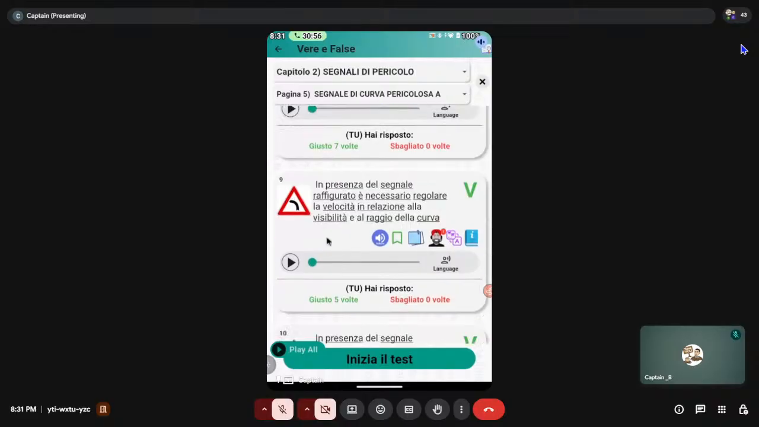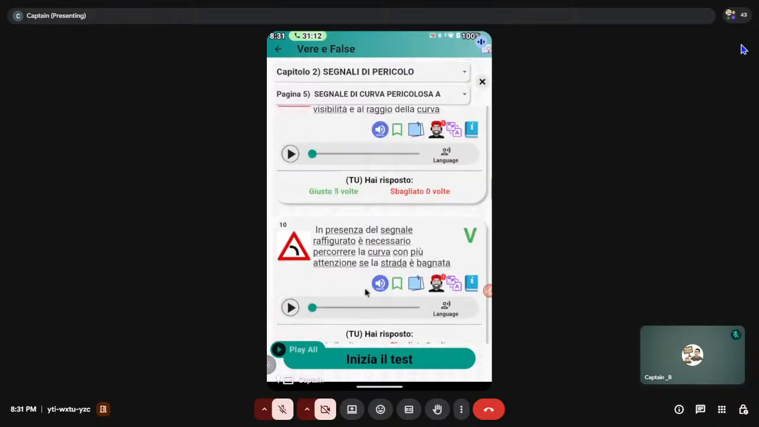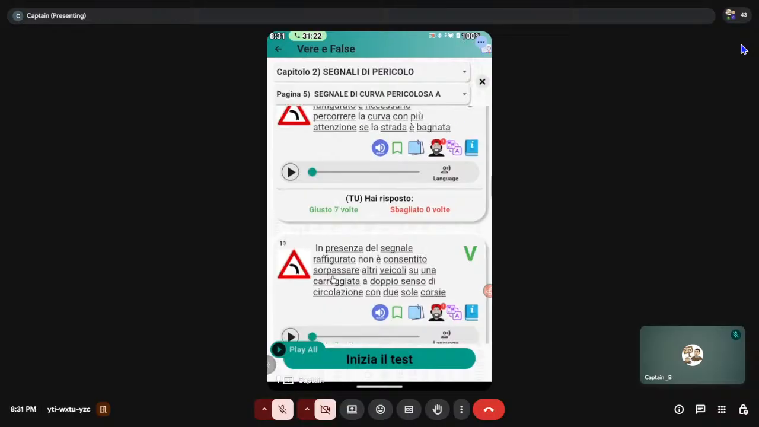There's just one other one I want to show you. All right. In the presence of this sign that is referred to, it is necessary for you to regulate your velocity relating to the visibility. Okay. Yes, and it is true. We have done that before. This one is the one that says strada bagnata. If the road is wet, you also have to regulate your velocity.